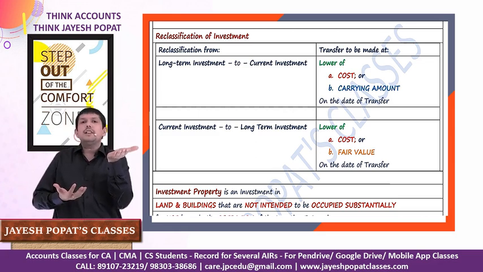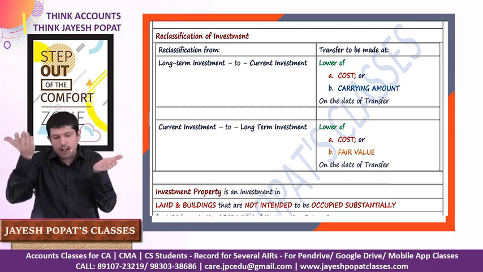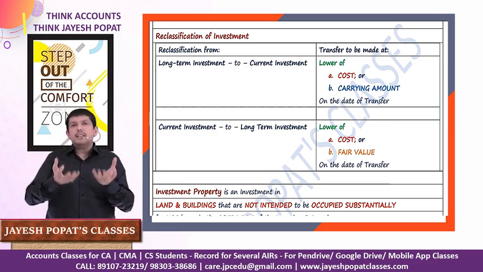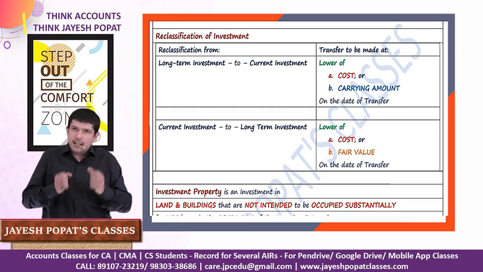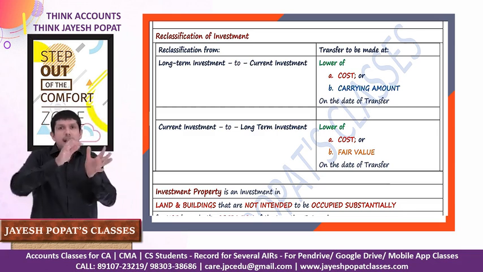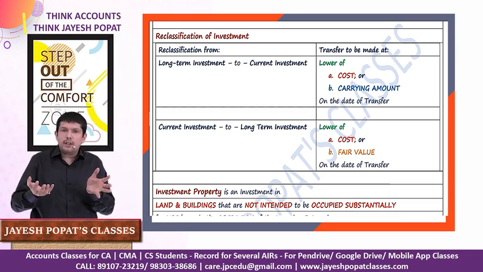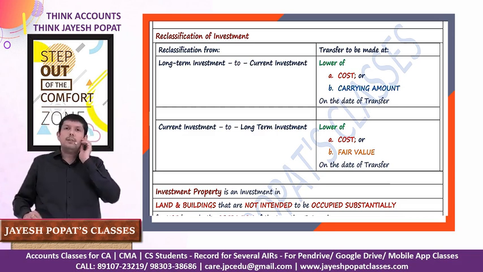Now we have changed our intention of holding it, and now we want to classify it as current. Or it could be vice versa: initially when we acquired the investment we classified it as a current investment, and afterwards we are changing our intention, we want to hold it for a long period of time, and we are classifying it as a long-term investment.